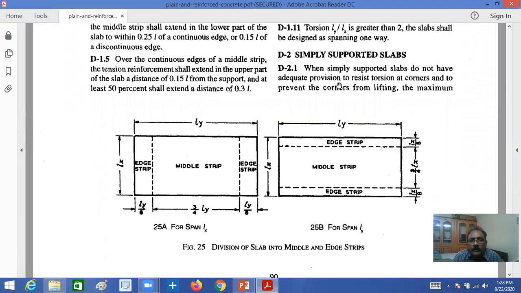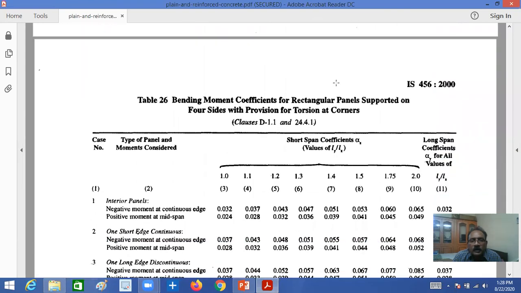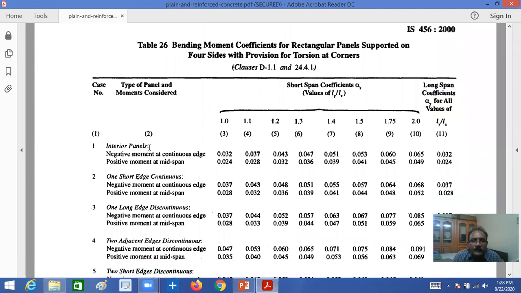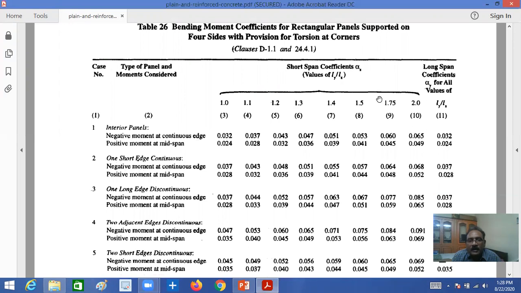And I want to explain one more thing here. If you see Table 26, there are interior panels. Here there are different types of panels and moments considered: one short edge continuous, negative moment continuous, positive moment at mid span, longer span always constant Ly/Lx. This is the shorter span coefficient alpha x for Ly/Lx. So from this you can interpolate to get the values of alpha x and alpha y, and from this table we are going to calculate alpha x and alpha y.